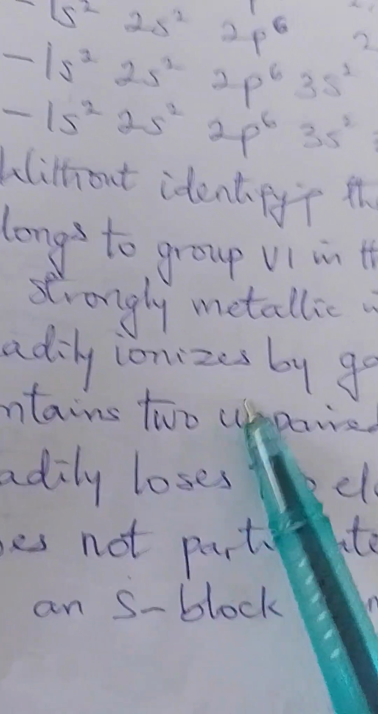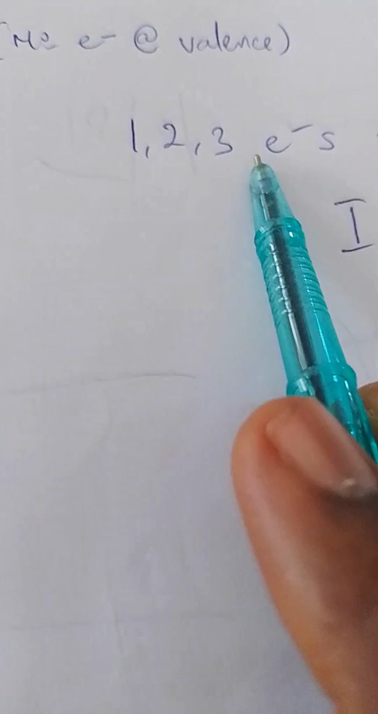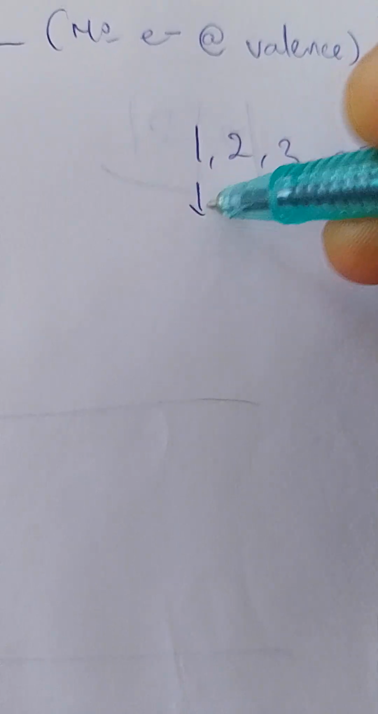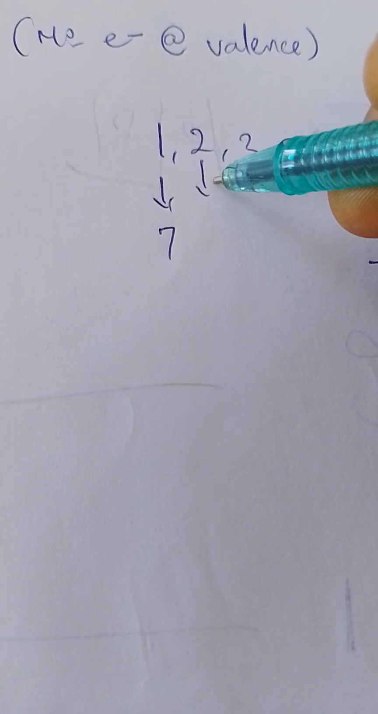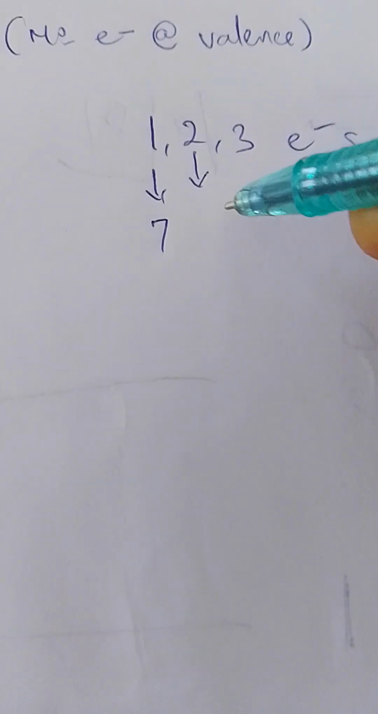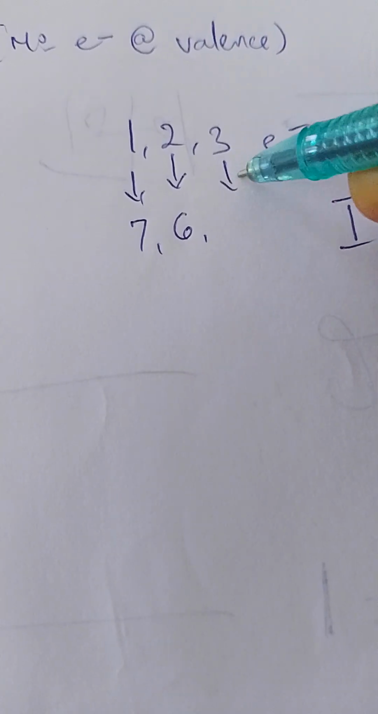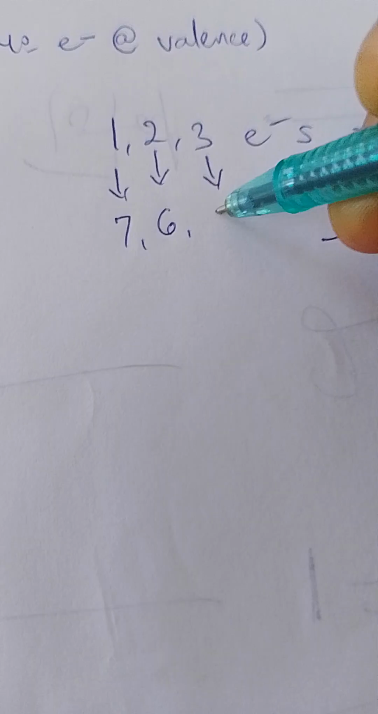Okay, the next one says readily ionizes by gaining 1 electron. Mind you, elements with 1, 2, 3 electrons at the valence shell donate. The one that has 1 electron donates to the one that has 7 electrons, the one that has 2 electrons at valence shell donates to the one that has 6 electrons at valence shell, and the one that has 3 electrons donates the electron to the one that has 5 electrons at the valence shell.